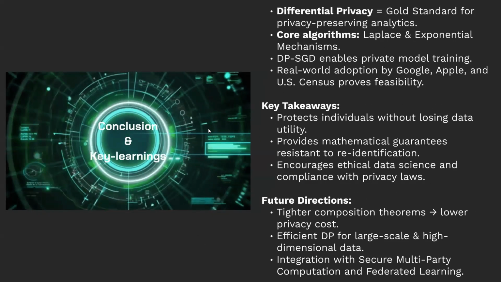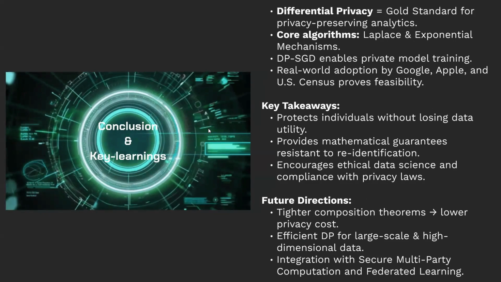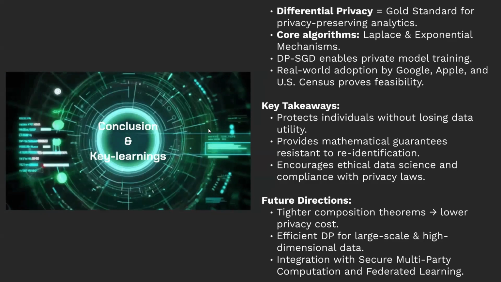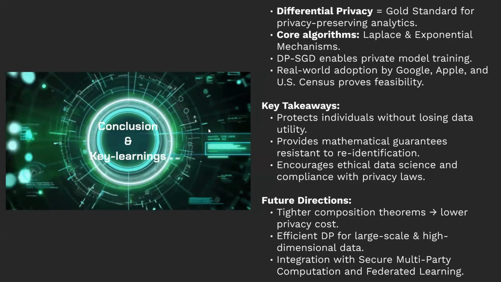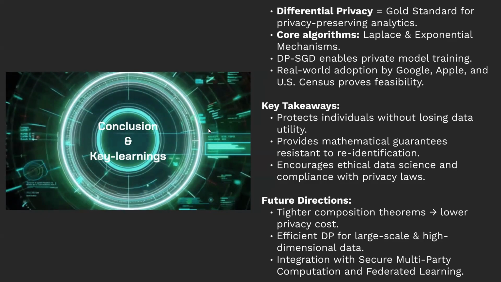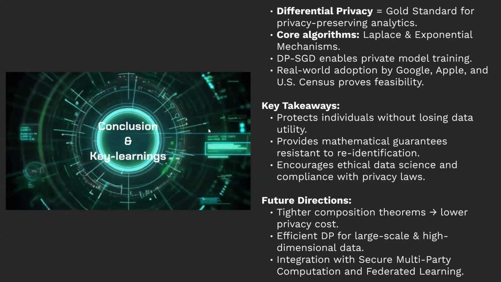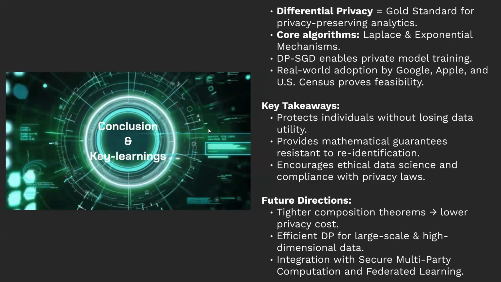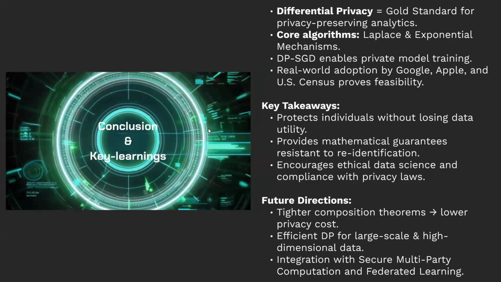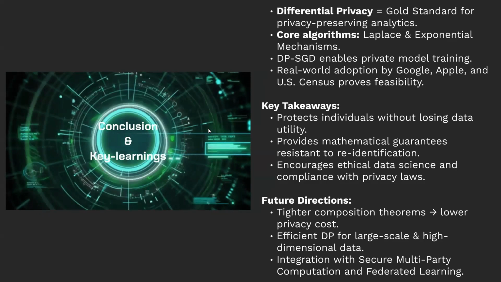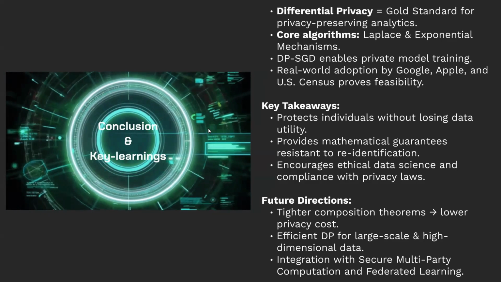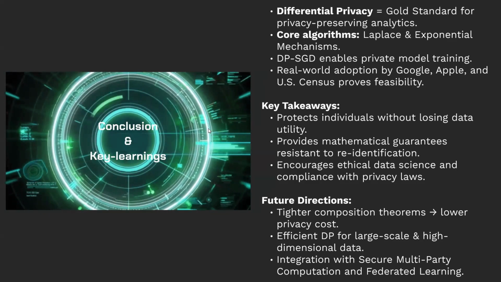In conclusion, differential privacy has established itself as the gold standard for privacy preserving data analysis, offering rigorous mathematical protection that remains robust even against sophisticated attacks or the use of auxiliary information. At its core, differential privacy is built on two fundamental algorithmic mechanisms. First, the Laplace mechanism, which is used for numerical queries where carefully calibrated noise is added to statistical outputs. Second, the exponential mechanism, which is used for categorical or non-numeric outputs, selecting results based on their utility scores.